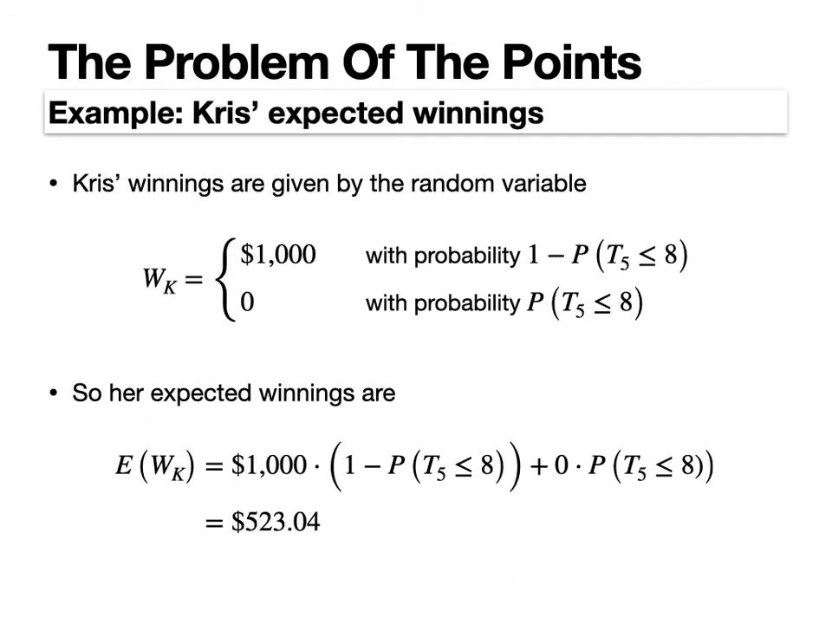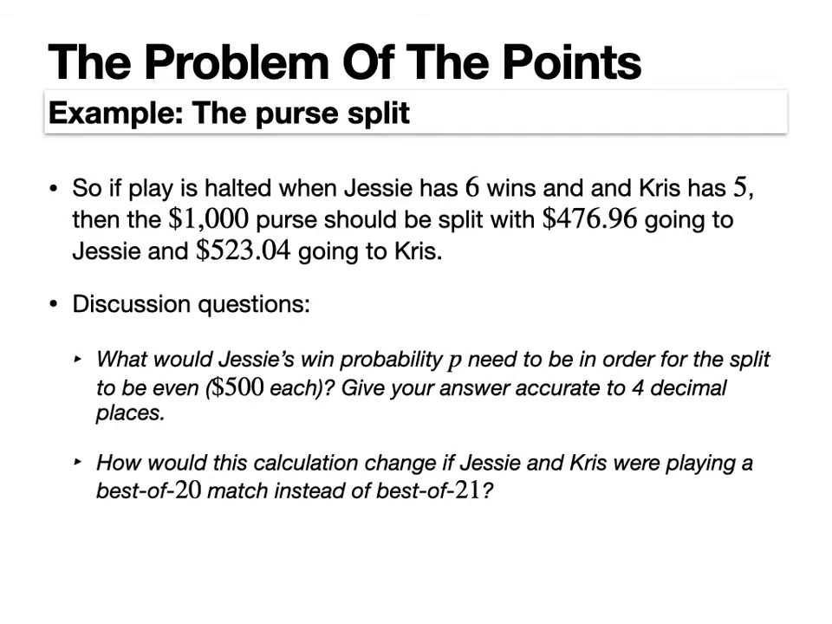Chris's expected winnings are calculated in the same way. She wins $1,000 with the same probability that Jesse loses, right? 1 minus the probability that T5 is less than or equal to 8. And she wins $0 with the same probability that Jesse wins $1,000. That is the probability that T5 is less than or equal to 8. And we know all those. Turns out that Chris's expected winnings are about $523, $523.04 to be exact.